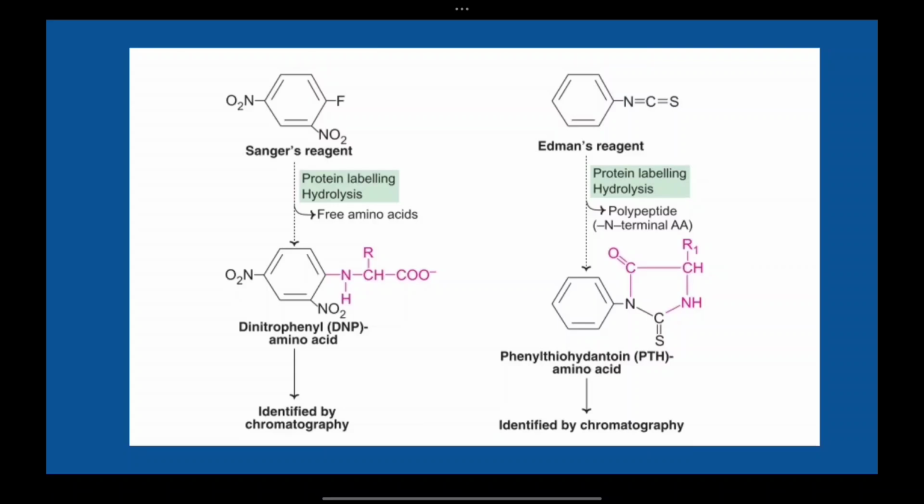Now Edman's reagent, similarly: the protein is labeled by mixing Edman's reagent with the protein that you have obtained. Once you hydrolyze with Edman's reagent, you obtain a polypeptide with the N-terminal amino acid removed. This determines that it has a single structure, or a primary structure, of protein. The product that you obtain after using Edman's reagent is the phenylthiohydantoin amino acid, that is PTH. You can determine PTH by the chromatography technique.